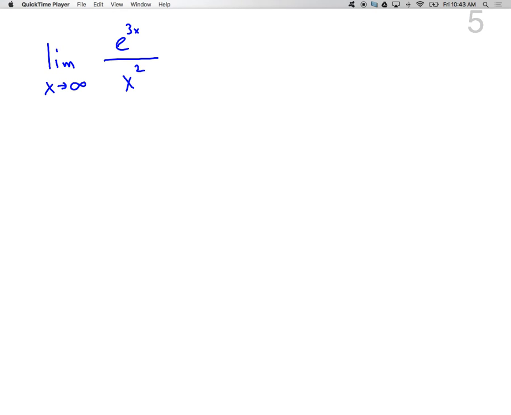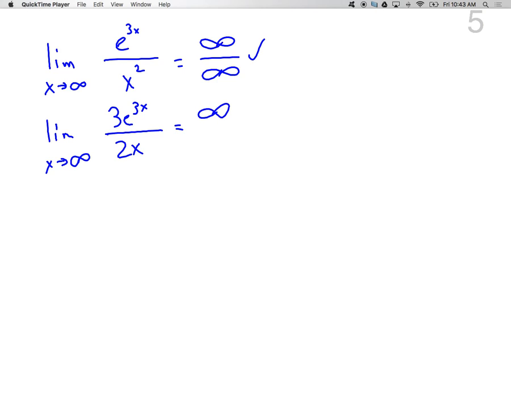Sam, what do you got? I got infinity. Anybody else get infinity? All right, talk us through it. Okay, so it would be 3e to the 3x. And then you get infinity. Plug it in first. We figure out that it's an indeterminate form. All right, back to you. And then 3e to the 3x over 2x. And then that also gets infinity.